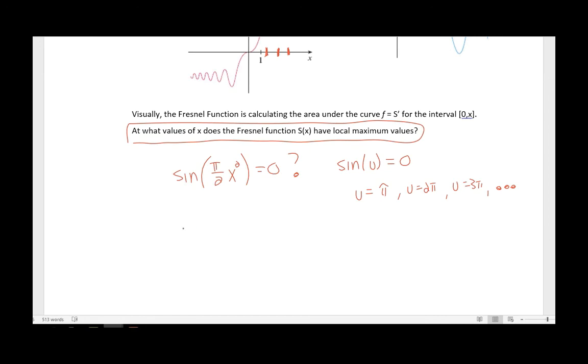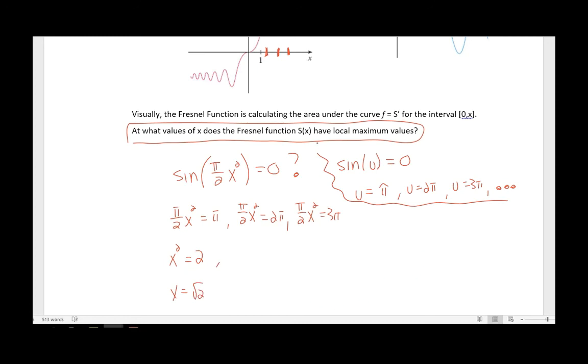So I would have pi over 2 x squared equal to pi, or pi over 2 x squared equaling 2 pi, or pi over 2 x squared equaling 3 pi, and so on and so forth. If I take this first one and solve for x, I'm going to multiply the left by 2 over pi, and multiply the right-hand side by 2 over pi, and I'm going to get just 2. So I get the square root of 2 as the first maximum value.